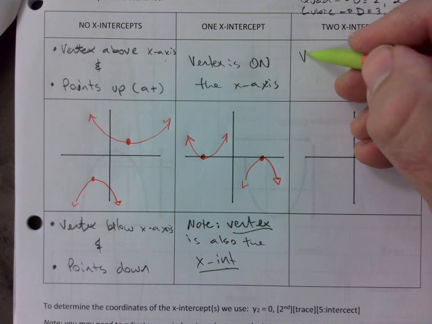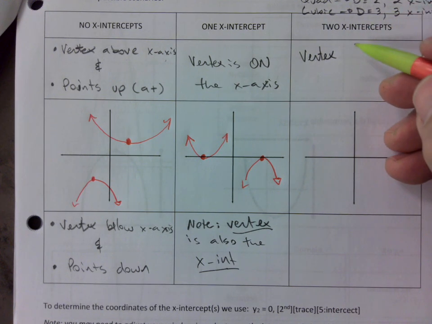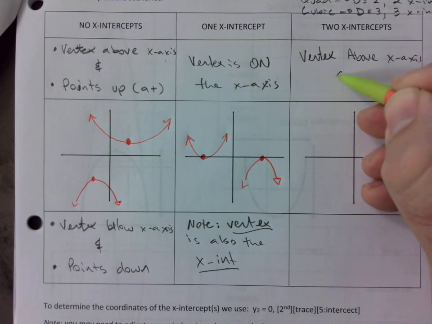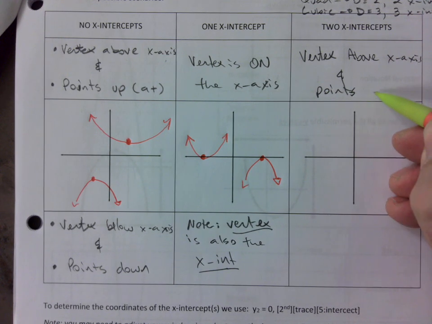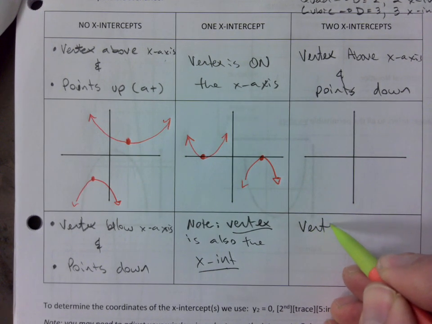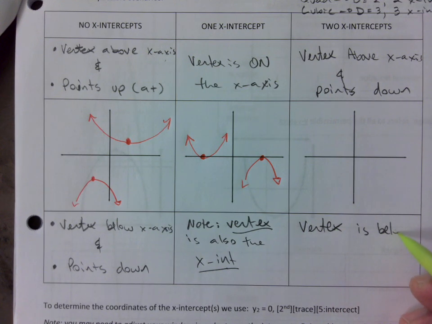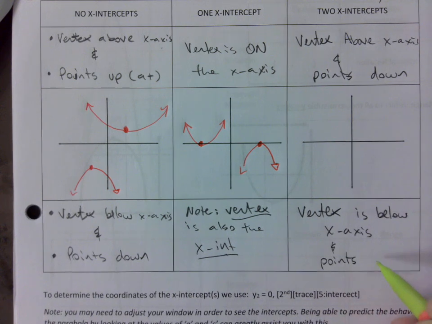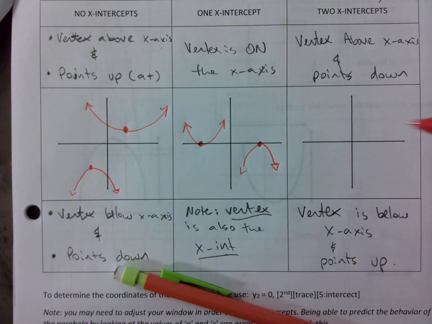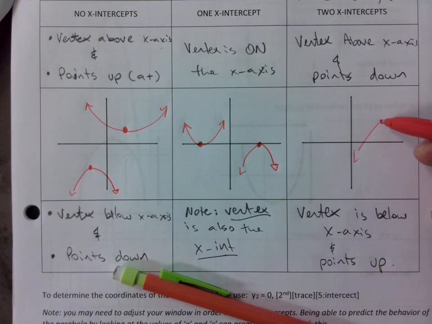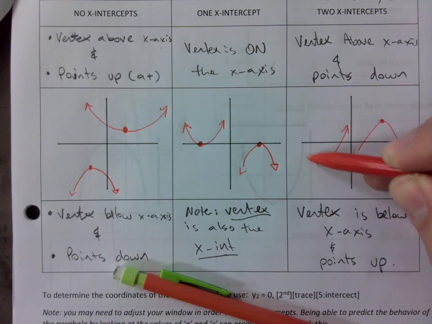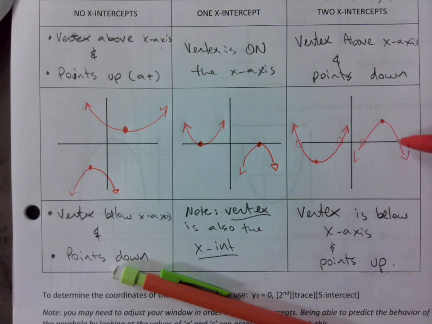Last but not least, maybe that'll be your homework. Vertex is above the x-axis and points down. Let's finish this. Or the vertex is below the x-axis. It's below and points up. So this is what it looks like. Vertex is above, points down. So you've got two there. Vertex is below the x-axis and points up. Obviously, as you can tell, both of these scenarios have two x-intercepts.